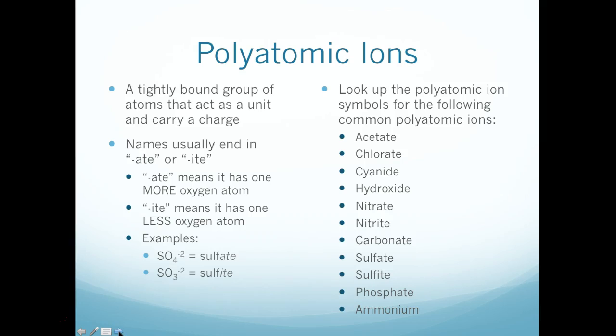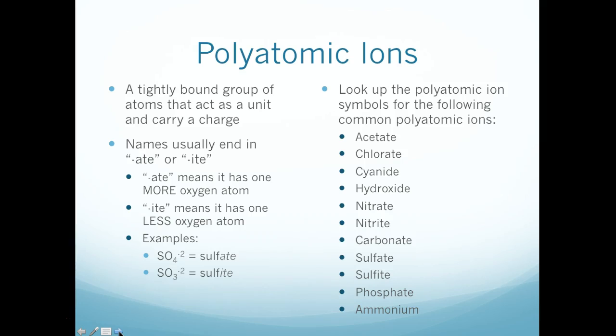The last type of ion we're going to talk about is a polyatomic ion. If we break that word apart, we see the prefix poly, which means many, and atomic referring to atoms. So a polyatomic ion is an ion that's made up of many atoms. The definition is that it is a tightly bound group of atoms that act as a unit and carry a charge. Typically, when we look at the names of polyatomic ions, the names usually end in "ate" or "ite."